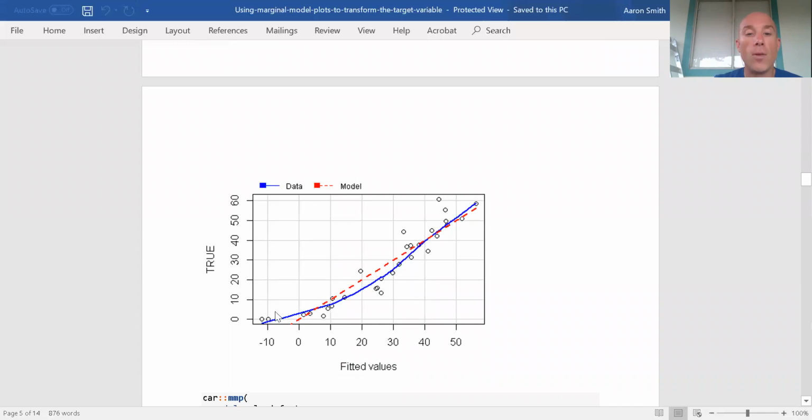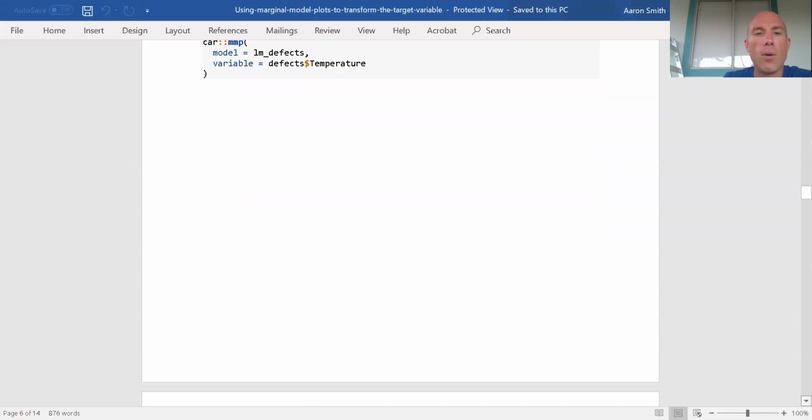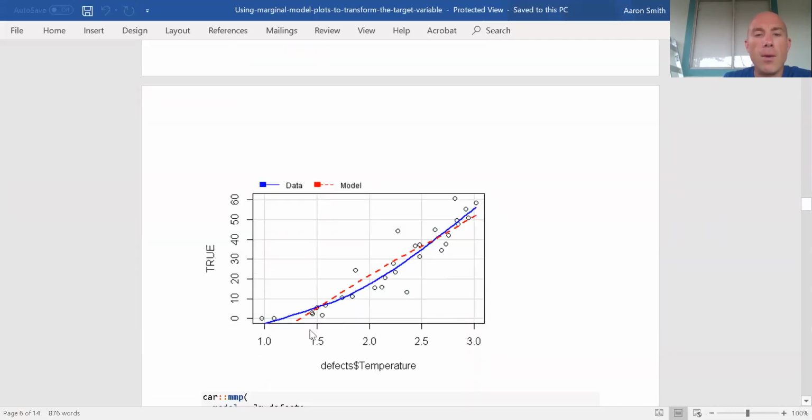All right, so here I notice there is a deviation. The straight line is my linear model, and then the curve is my local polynomial regression model. And they're a little bit off from each other. Not crazy off from each other, but a little bit off. So that makes me kind of concerned. All right, let's do another marginal model plot. And here, along with temperature, I see that the local polynomial regression gives me a curve, and the model is a straight line. And it looks like there's a bit of a deviation between the two.